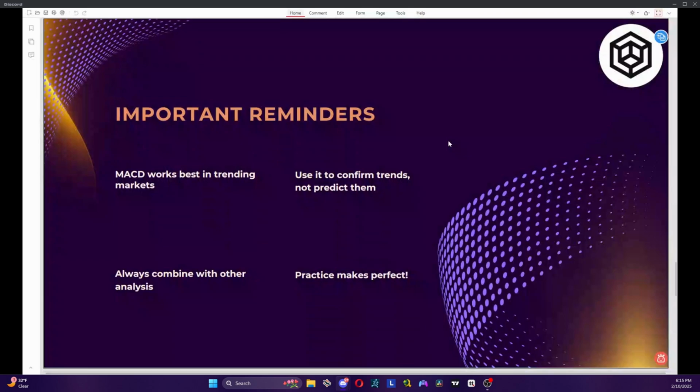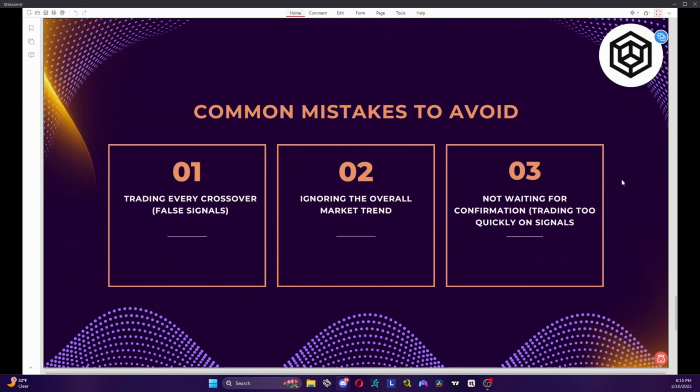What are some of the common mistakes to avoid with MACD? Trading every crossover, known as false signals. I cannot tell you how many times I've heard people say, oh, I'm trading the MACD crossover, and then the market dumped. Remember, every indicator out there, other than recognizing price action, is a lagging indicator. So you have to make sure that you know what you're doing so you don't get caught in the false signals.